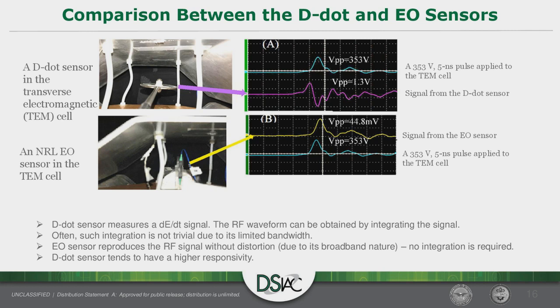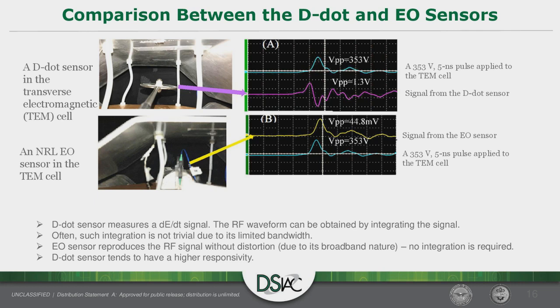Now, how do we compare? When you compare with the DDOT, how do they look? First, we put the DDOT sensor in the TEM cell, 353 volts into the TEM cell. That's a pulse, about a 5 nanosecond pulse. Then the DDA sensor produces about 1.3 volt.